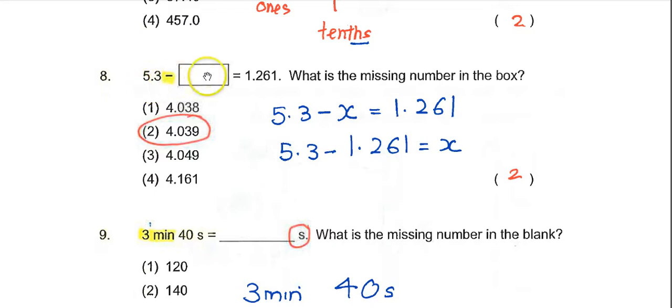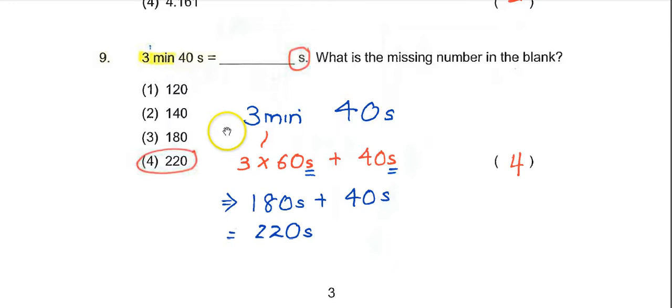5.3 minus something gives you 1.261. Look over here, the other way of looking at it. 5.3 minus x is 1.261. Therefore, x is also 5.3 minus 1.261, the other way around. The answer should be this.